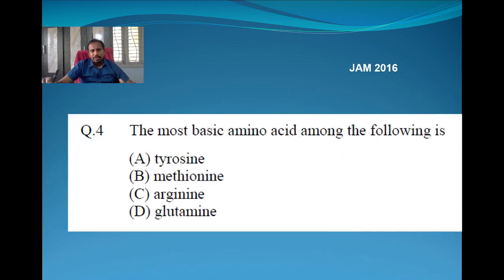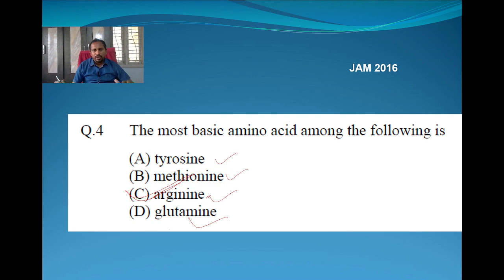The most basic amino acid among the following: which amino acid is more basic in nature? The options are tyrosine, methionine, arginine, glutamine. As you know, tyrosine contains CH2, benzene, OH, a phenolic group. Methionine contains CH2, then SCH3, a sulfur methyl group. Arginine contains a guanidine group, NHC, NH, NH2. Glutamine has only one amide group. In the case of arginine, more nitrogen groups, amine groups, are there. That's why arginine is basic in nature.